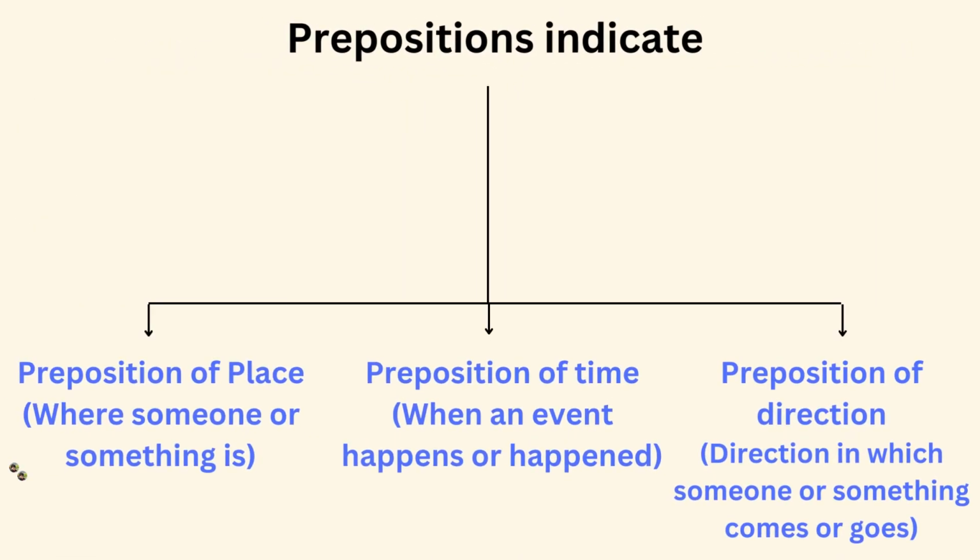Sometimes prepositions indicate where someone or something is. They are known as prepositions of place. Sometimes they indicate when an event happens or happened. They are known as prepositions of time. Sometimes they indicate direction in which someone or something comes or goes. They are known as prepositions of direction.